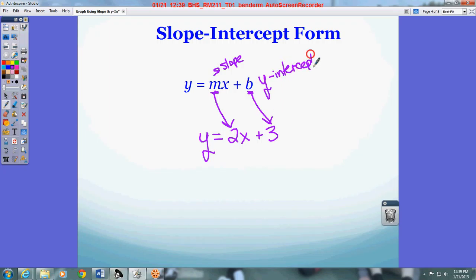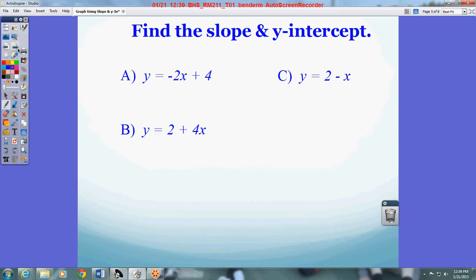So remember that intercepts are where your line crosses the x or y axis. So a y-intercept, if I look at a coordinate plane, the y-intercept would be when my line crosses that y-axis. So first we're just going to get some practice picking out the m and the b, the slope and the y-intercept. So in A, if I have y equals negative 2x plus 4, the number in front of x is always your slope. So here's your m. And the plain constant number is always your b. So you would have a positive 4 for your b.